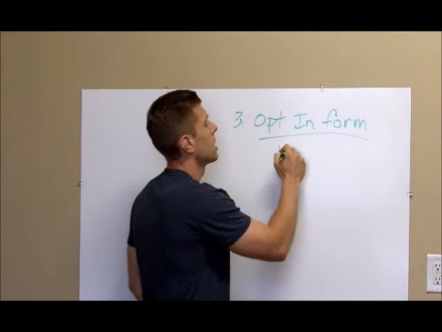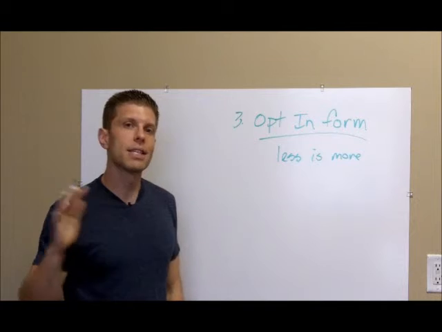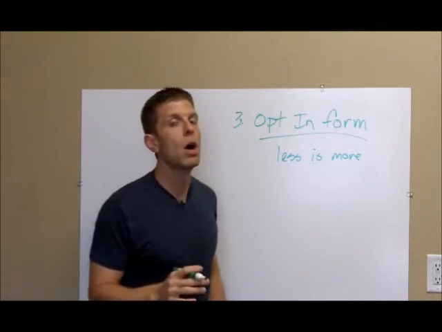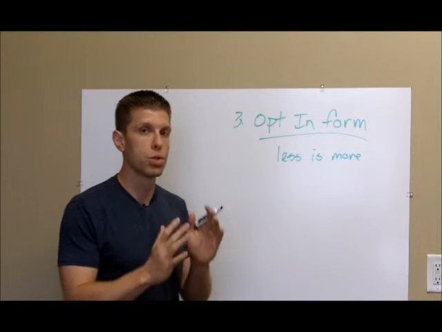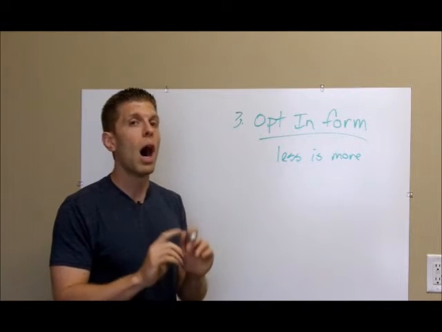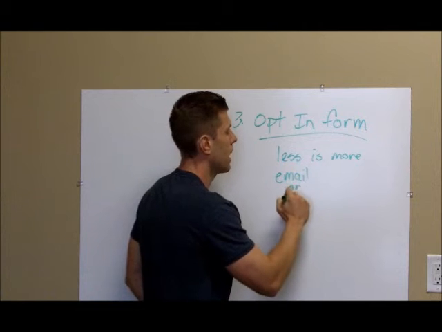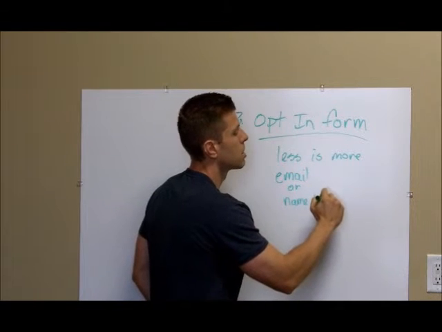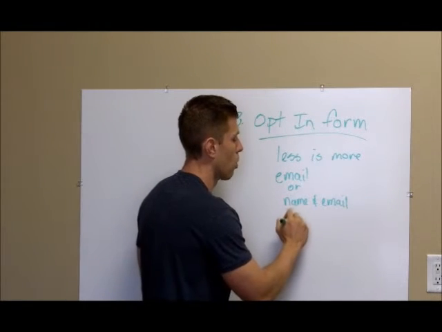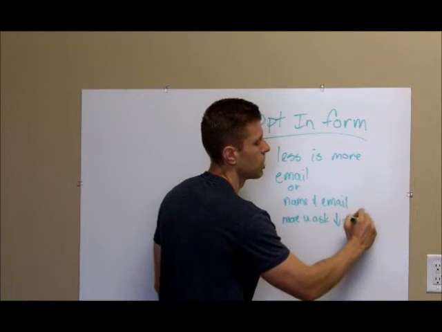Now, in most cases, less is more. What do I mean by that? The less information you ask from the visitor, the more likely they are to opt in. So, when you are taking cold traffic, people that you don't have a relationship with or know, I would go for either just email or name and email. Because the more you ask them for, the lower your conversion.